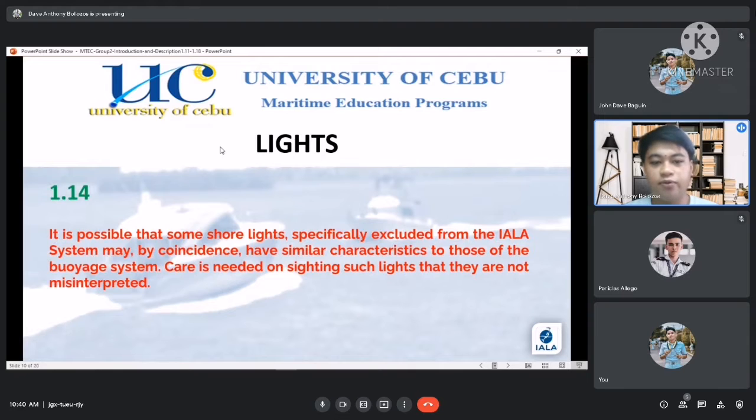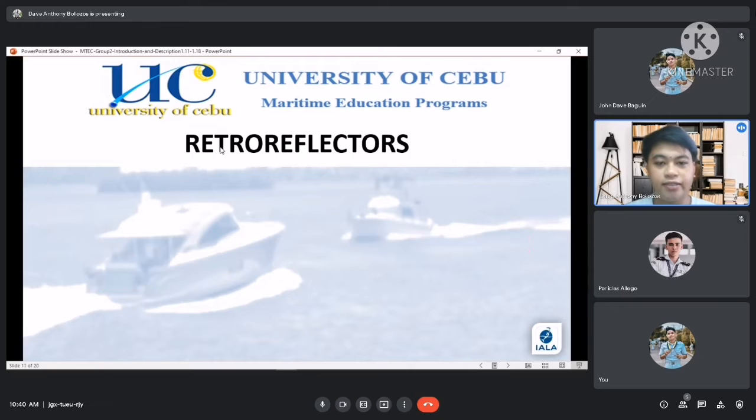It is possible that some shore lights, specifically excluded from the Ayala system, may, by coincidence, have similar characteristics to those of the buoyed system. Care is needed on sighting such lights that they are not misinterpreted.